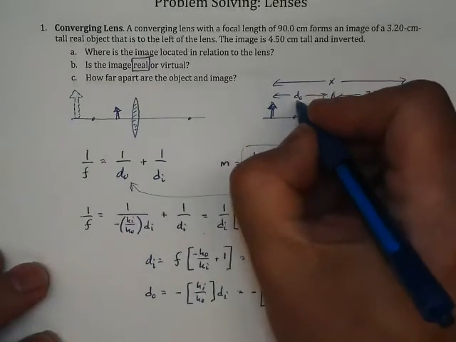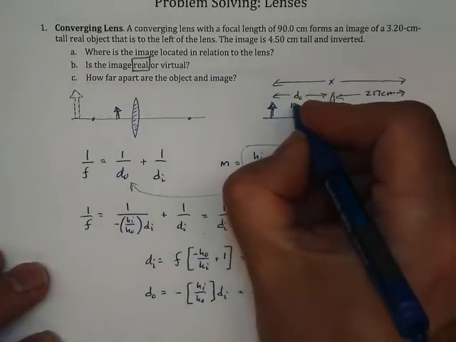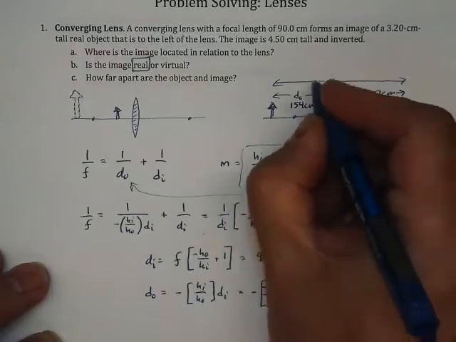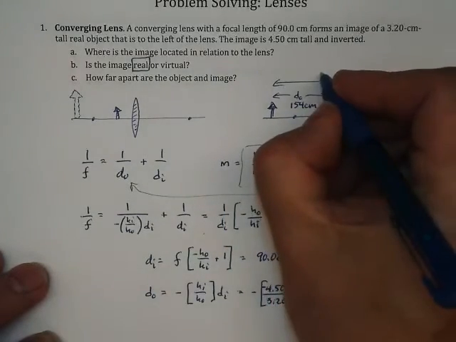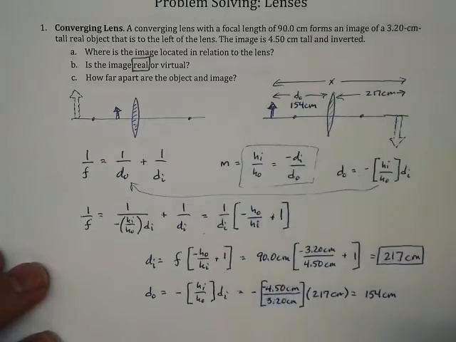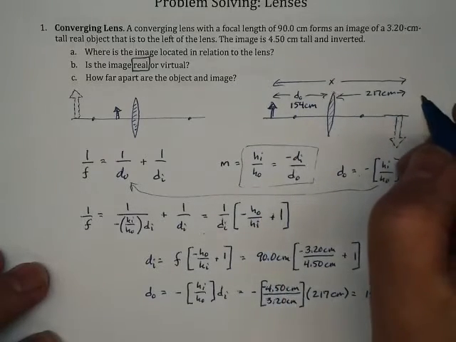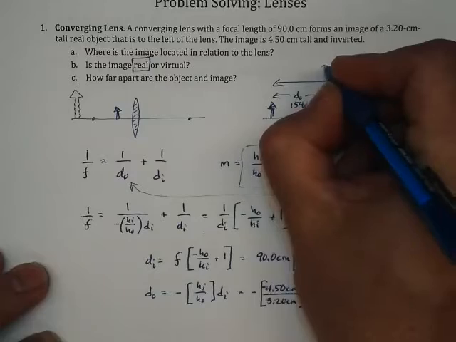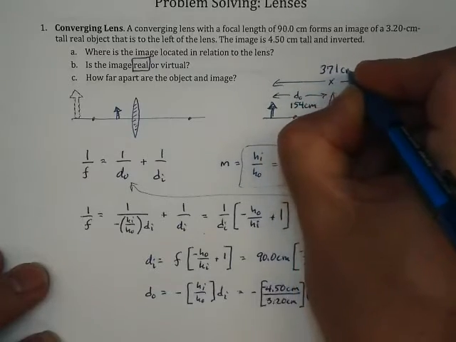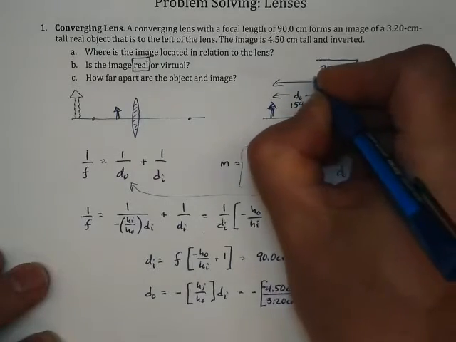And that 154 centimeters here, plus the 217 centimeters, gives me a total distance between the two of 371 centimeters.